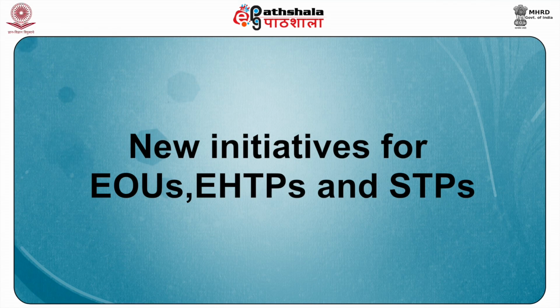Seventh, new initiative for EOUs, EHTPs and STPs. For the optimum utilization of available infrastructure facilities and to avoid duplication of efforts, EOUs, EHTPs, STPs have been allowed to share infrastructure facilities among themselves. To reduce cost of transportation and other logistic costs and to maintain an effective supply chain, inter-unit transfer of goods and services has been allowed among EOUs, EHTPs, STPs and BTPs.